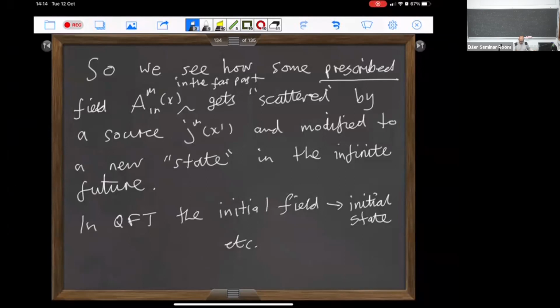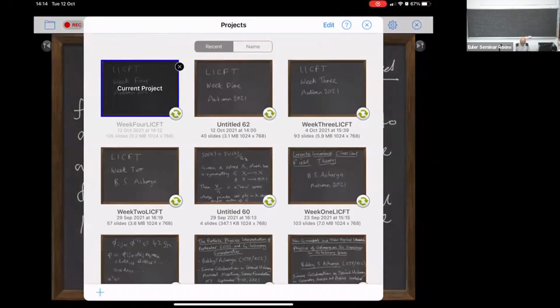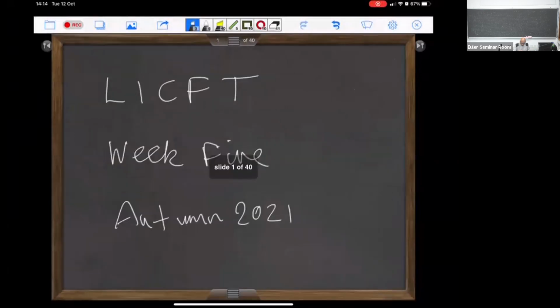So I'm now going to switch to a different topic, which is the Dirac equation. This will be the last of the relativistic wave equations that we're going to meet.